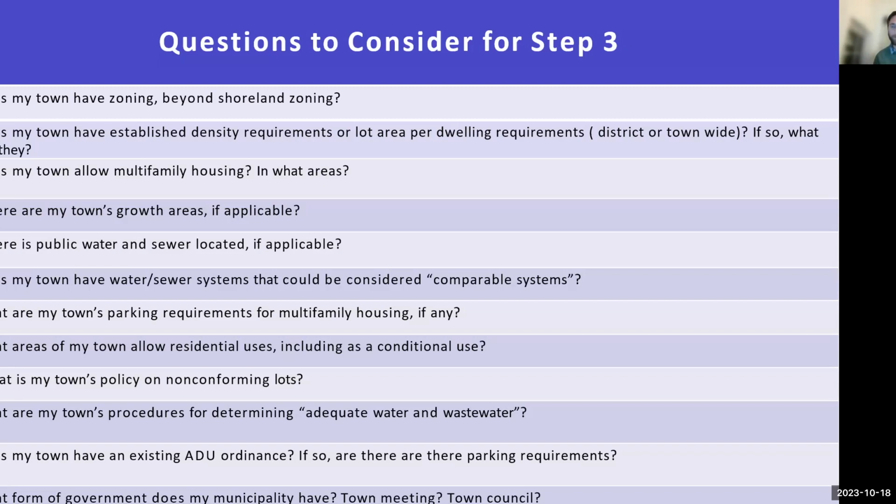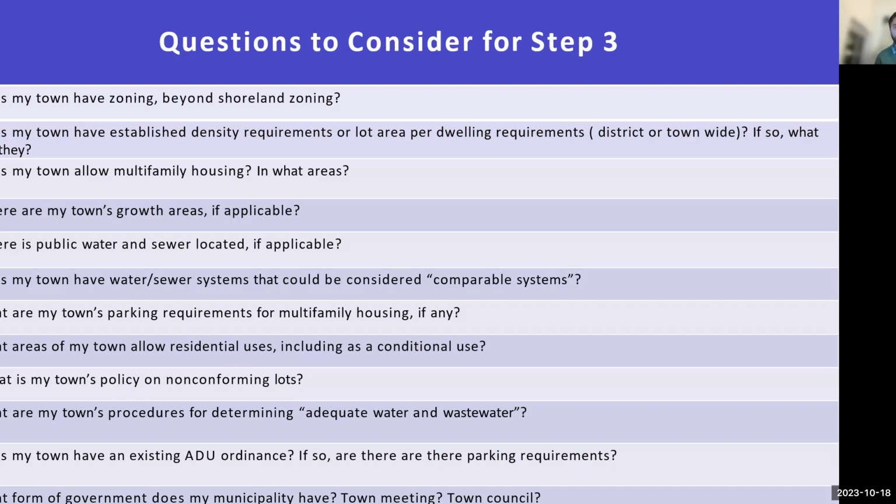So questions to consider as you're thinking about making land use amendments or permitting amendments to comply with LD 2003 is, does my town have zoning beyond shoreline zoning? Does my town have an established density requirement or lot area per dwelling requirement? And what is it? Do we allow multifamily housing and where? If we have a comp plan, where are our growth areas as laid out in the most recent comp plan? If you have public water and sewer, where are those located?